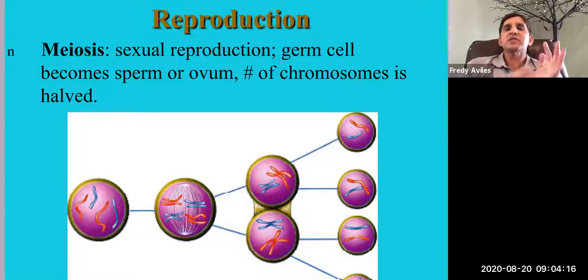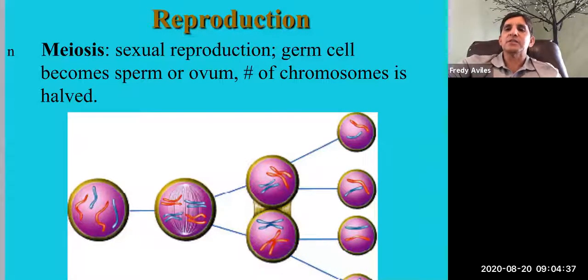Okay, so the cells that engage in sexual reproduction are the ones that become sperm or ovum. Now females can only produce ovum, or ova is plural. They can only produce ova, and males can only produce sperm. Okay.